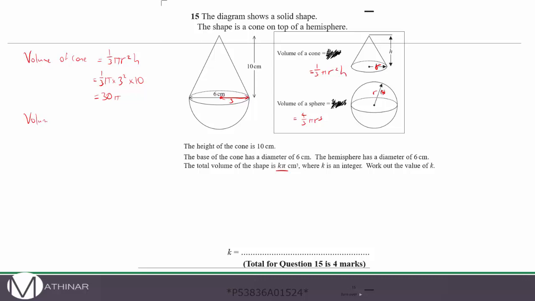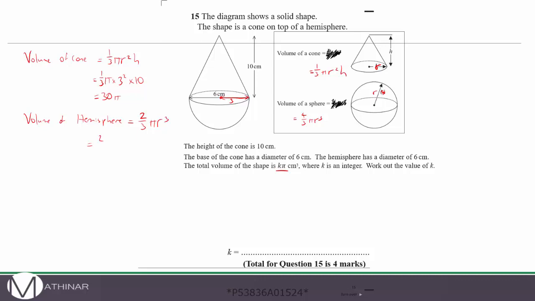The volume of a hemisphere. Now a hemisphere is half of a sphere. So the formula for the volume of a sphere will always be given if you need to work out the volume of a sphere or a hemisphere. All we do is we halve this formula, so 4/3 becomes 2/3. So 2/3 pi r cubed.